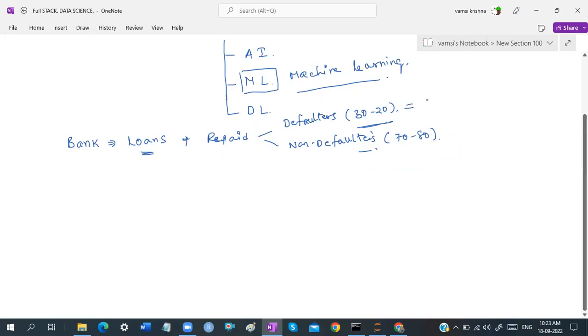They don't want to make it zero. Their main target is to minimize the defaulters. If 20% becomes 10%, they can avoid half of the losses. Banks do not say that they want zero defaulters. In the financial sector there will obviously be defaulters, compulsorily, guys.